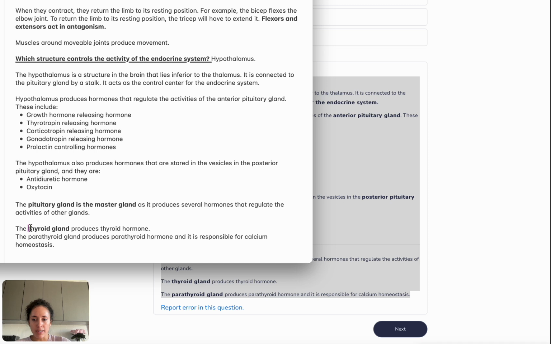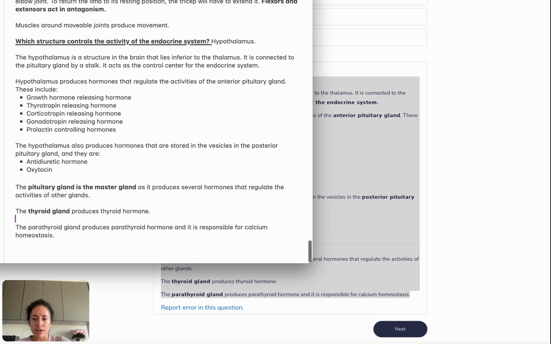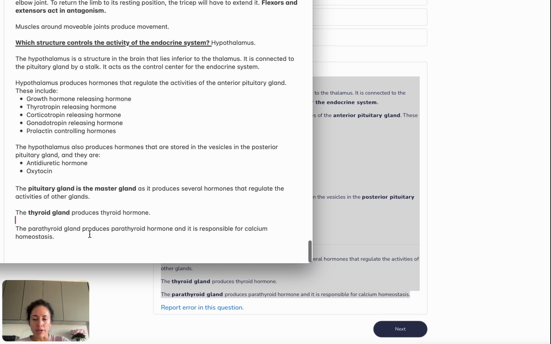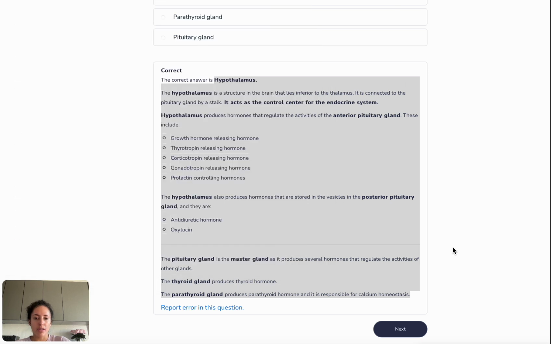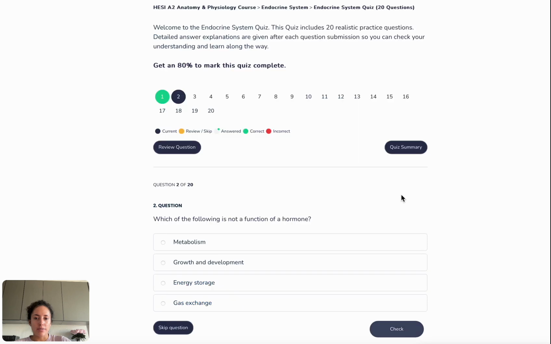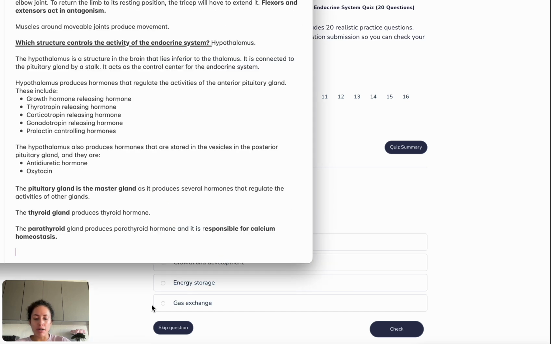Let me just highlight here. The parathyroid gland produces parathyroid hormone, and it is responsible for calcium homeostasis. All right. Then next. See how answering these questions kind of breaks the reading for me, and I'm doing stuff with my hands, and that helps me study. So this is my recommended method.